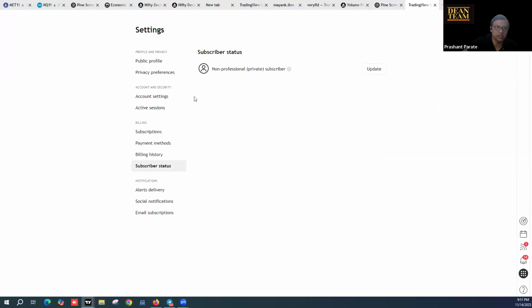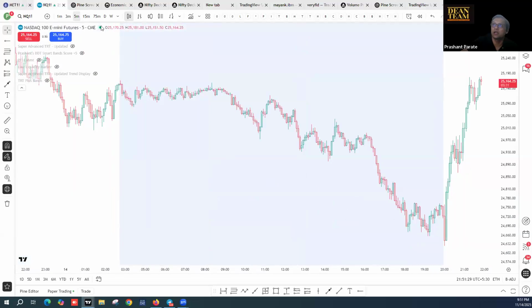So if anybody is facing this error because of the recent changes in exchange policies, then you have to just update this, or go to your chart and click on the D. It will bring you to those settings from where you can change and select the appropriate setting. Okay.